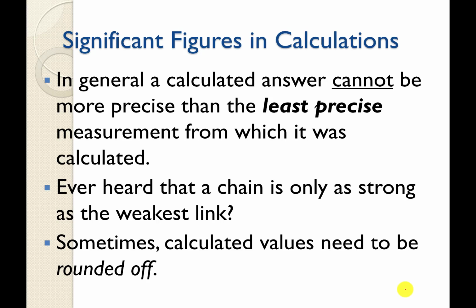We could give some examples around that, but just for the moment, just remember that your goal is to find whichever number in the problem is least precise and make sure that the answer is not more precise than that. The concept is similar to the idea that a chain is only as strong as the weakest link.